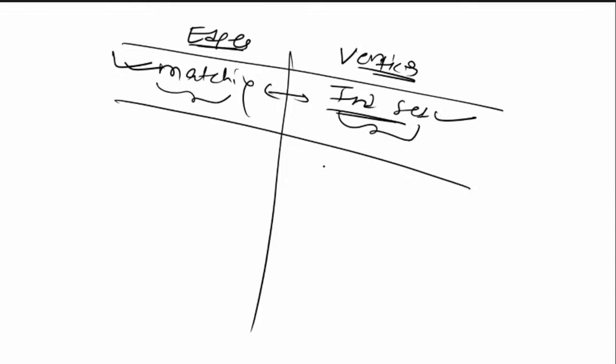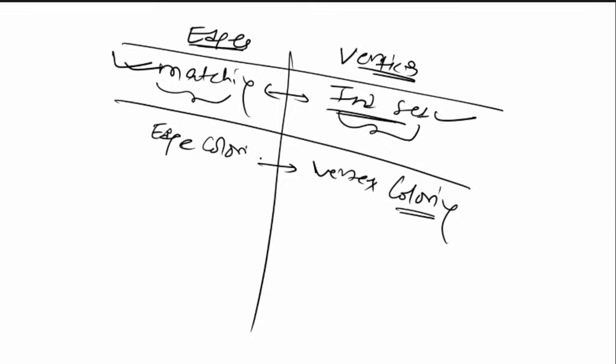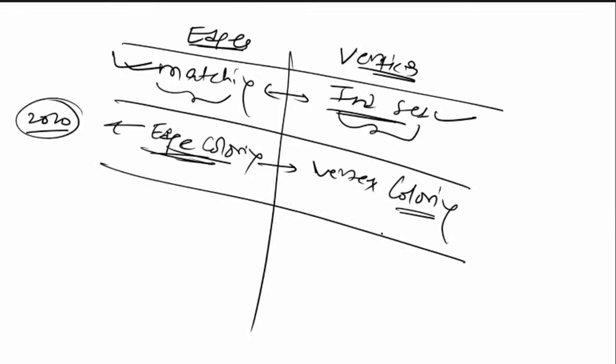Similarly, you also have some different concepts. For example, we have vertex coloring, and here we have edge coloring. So this coloring concept is again defined in terms of edges and vertices. On this edge coloring, in 2020, there was a question. So you can see this.